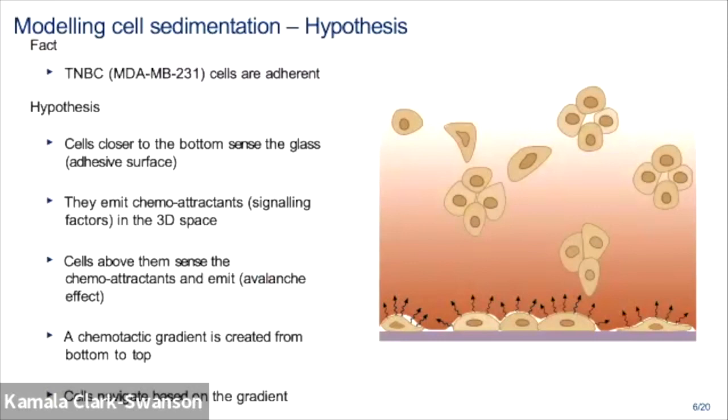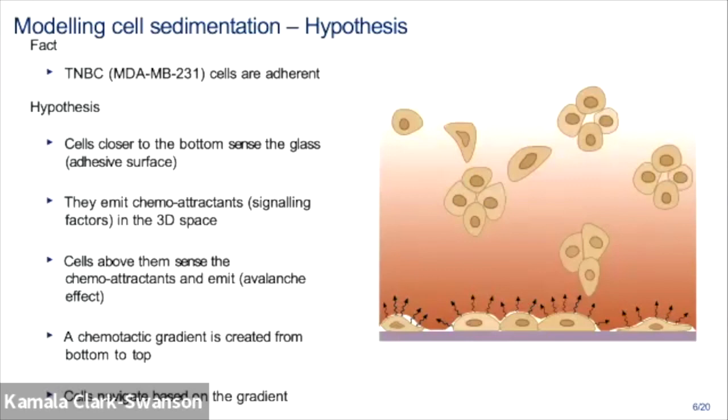So the hypothesis starts from the fact that triple negative breast cancer cells are adherent, so they want to be attached to something in order to survive. As we had this uniform distribution of the cells at day 0, we hypothesized that the ones that were closer to the glass bottom of the plate sensed the glass and attached to it, and then they emit some signals like chemoattractants in the 3D space.